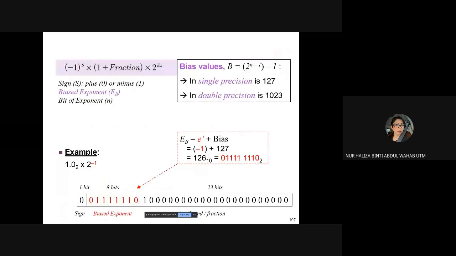Then you have the bias value. That's why you're going to have the bias value. So this is the equation: (-1)^S times (1 plus fraction) times 2 to the power of (E minus bias).